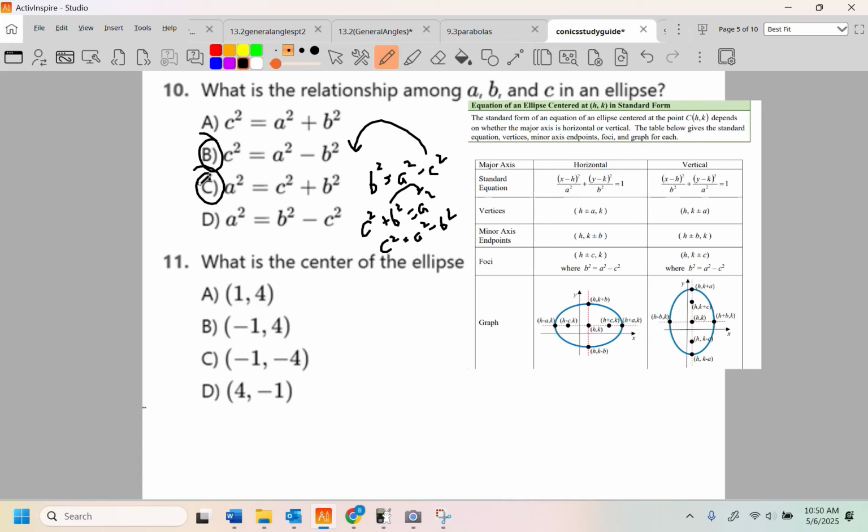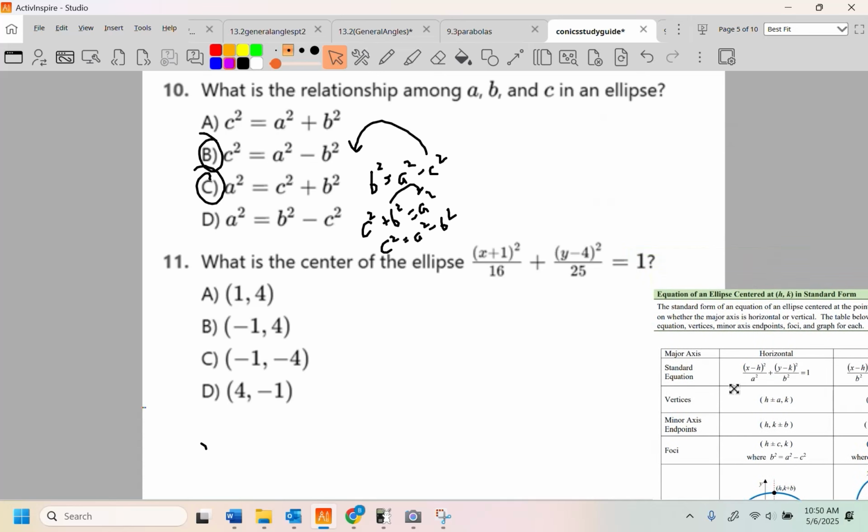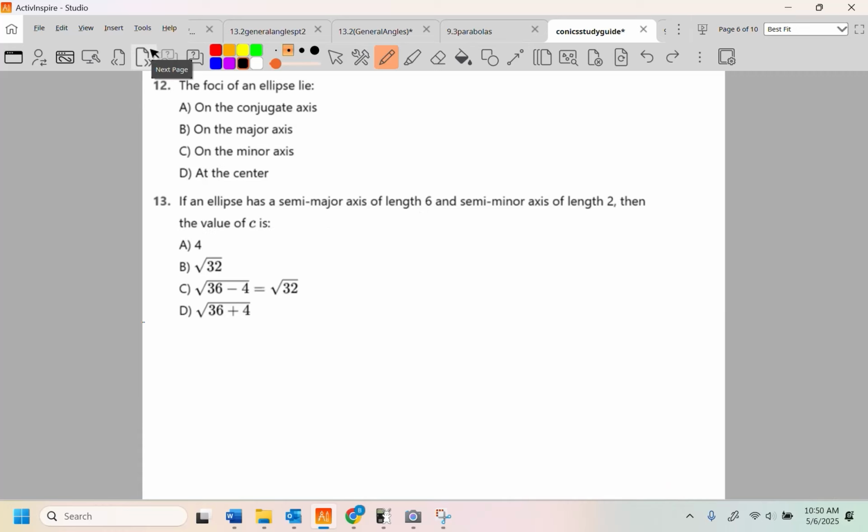Anywho, what is the center of an ellipse? Let's see here. I can't read the whole question. Oh, that's easy. You missed this one. There's something wrong with you. It's -1, 4. Easy peasy, lemon squeezy. The foci of an ellipse lie on the major axis. Because this is a horizontal ellipse, the foci would be in here on the major axis, whichever side's longer.